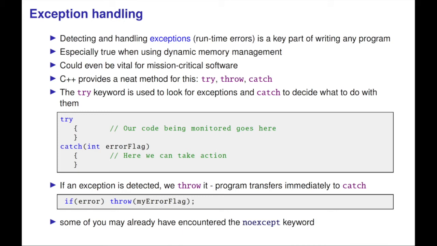Essentially, if it's a heart monitor, you don't want this thing to die, you want the thing to reset to a safe state. C++ provides a neat method for this, which is try, throw, and catch. Those three keywords go together. The try keyword is used to look for exceptions, and catch is to decide what to do with them. So you put a piece of code where an exception might occur inside a try, and then at the end of that code, you put a catch statement, and in this case I assume that the error that will be thrown is an integer, and I catch it over here, I work out what the integer is, so this almost looks like a function, and we can decide what action to take depending on what the error flag is.